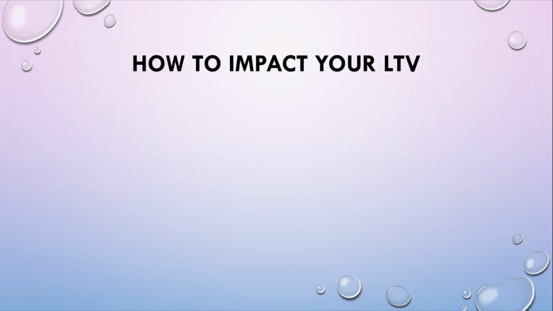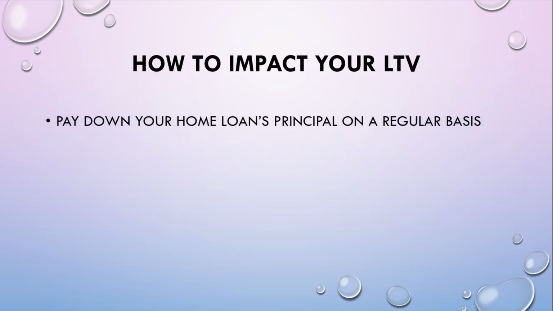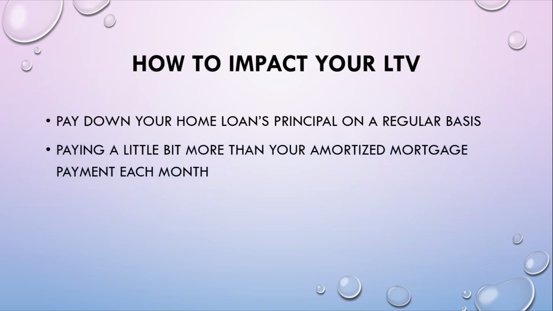Okay, now how to impact your loan-to-value ratio. So one of the best ways to help reduce your loan-to-value ratio is to pay down your home loan's principal on a regular basis. Now this happens over time just by simply making your monthly payments, assuming that they're amortized. That is, based on a payment schedule by which you'd repay your loan in full by the end of the loan term. Now you could reduce your loan principal faster by paying a little bit more than your amortized mortgage payment each month. You can ask your lender if you will have to pay prepayment penalties if you do this.